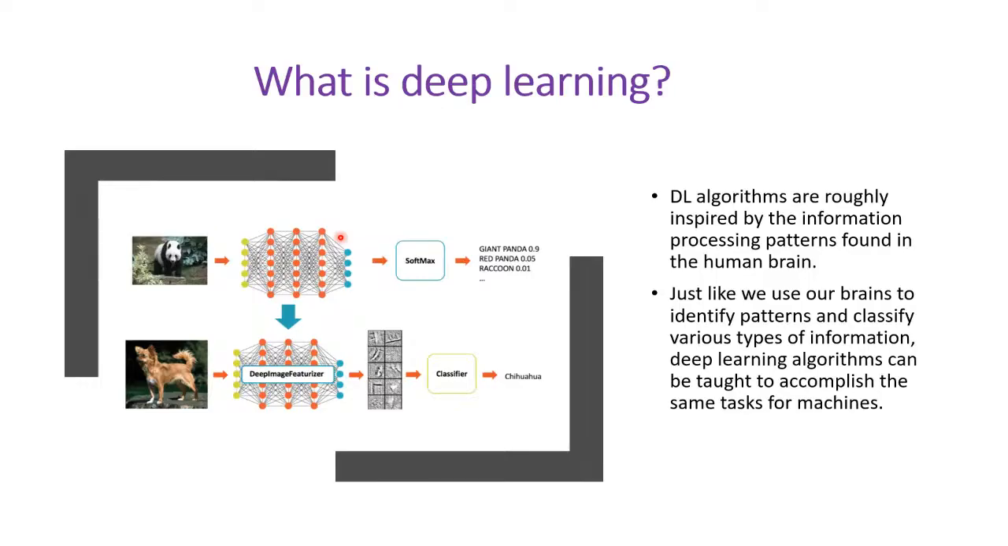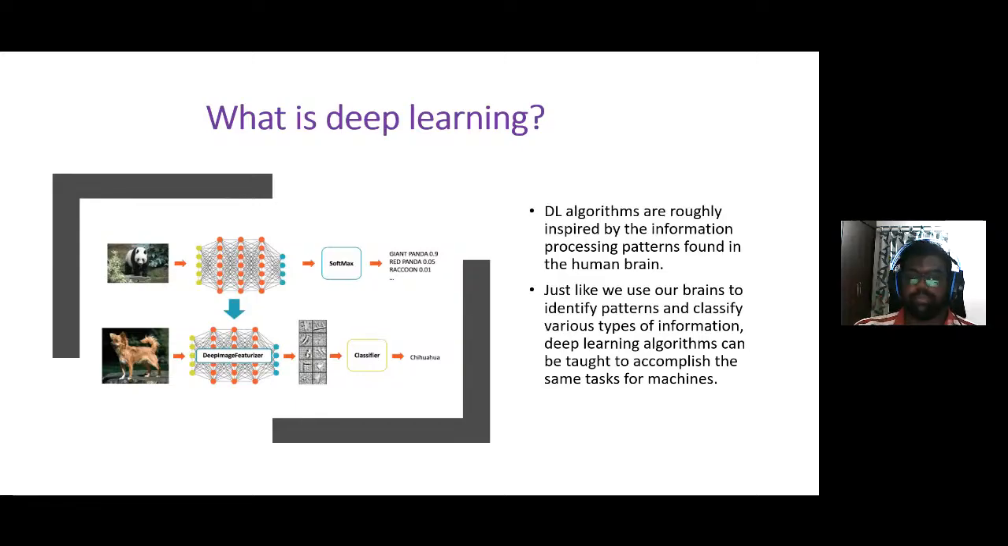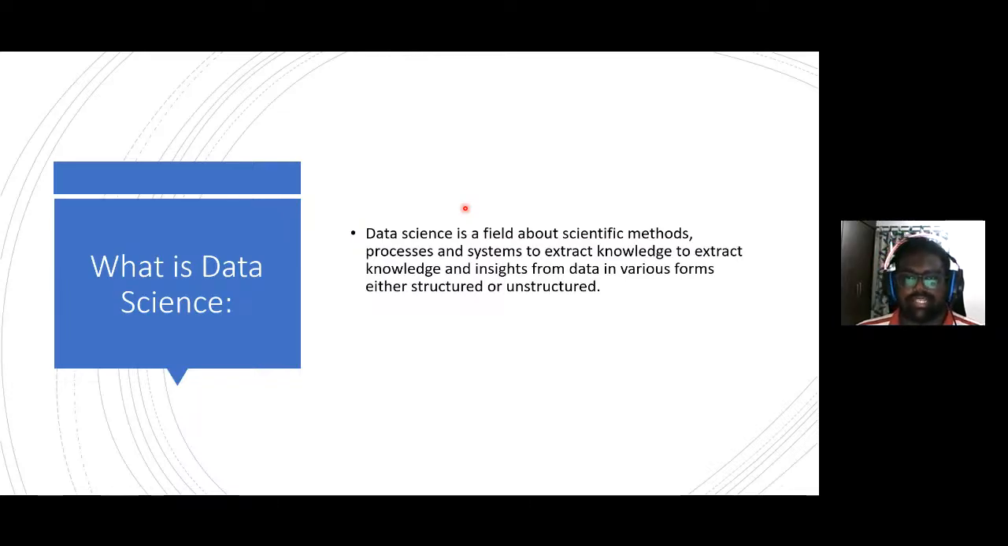So I hope you have understood now. Deep learning and machine learning, these two are subsets of artificial intelligence. So, good. So again, as I said, data science.